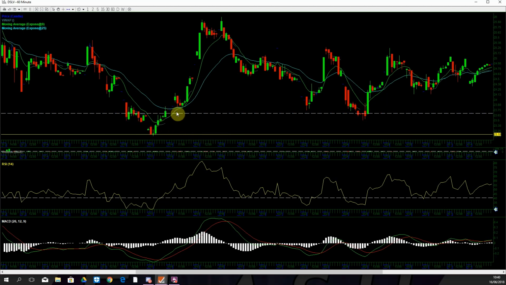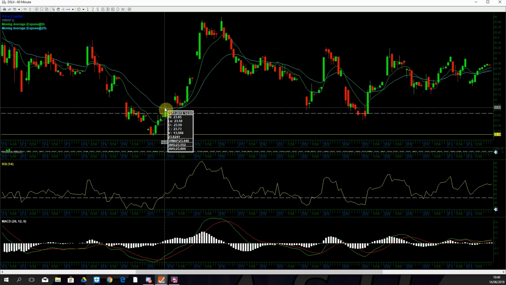That stop is irrelevant now. What you're looking for here is to see, is it getting rejected by the 25 EMA? It did. It got pushed back down. Now, you could have exited here upon the first rejection of the EMA.